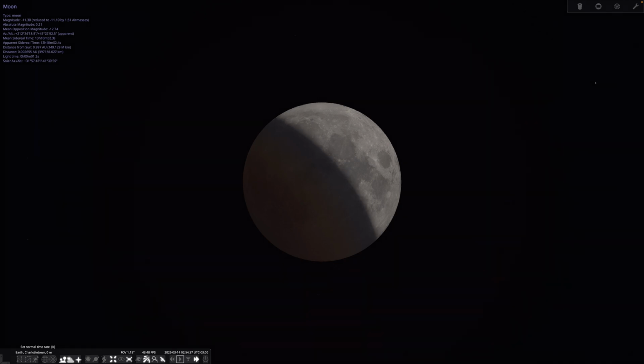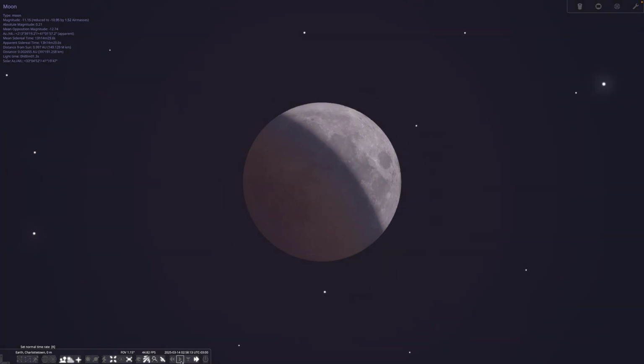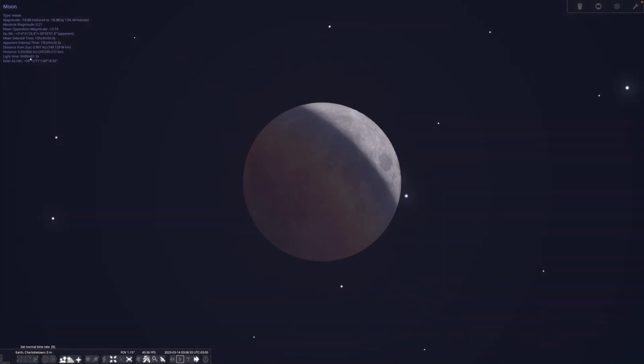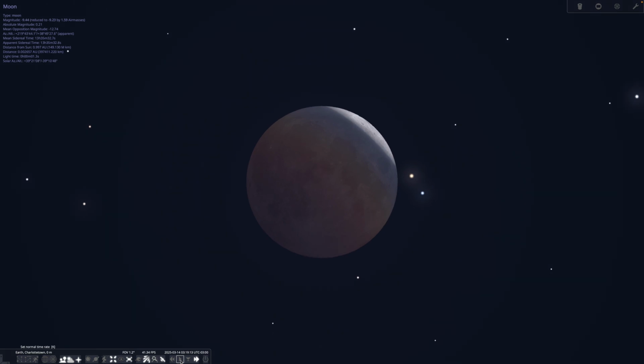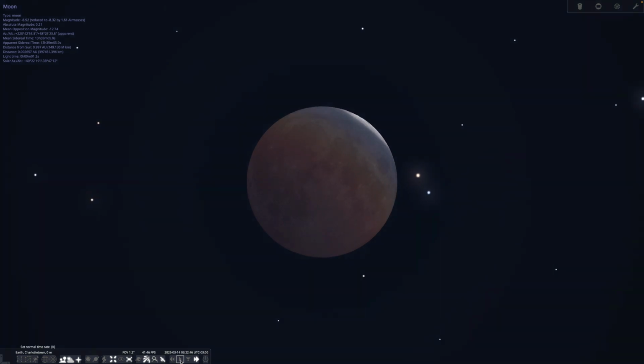Remember, our configuration is the Earth is between the sun and the moon. Now, our apparent visual brightness has changed there because the moon is actually darkening up a bit. So it's like our eyes are adapting to it. That's all part of this simulator.